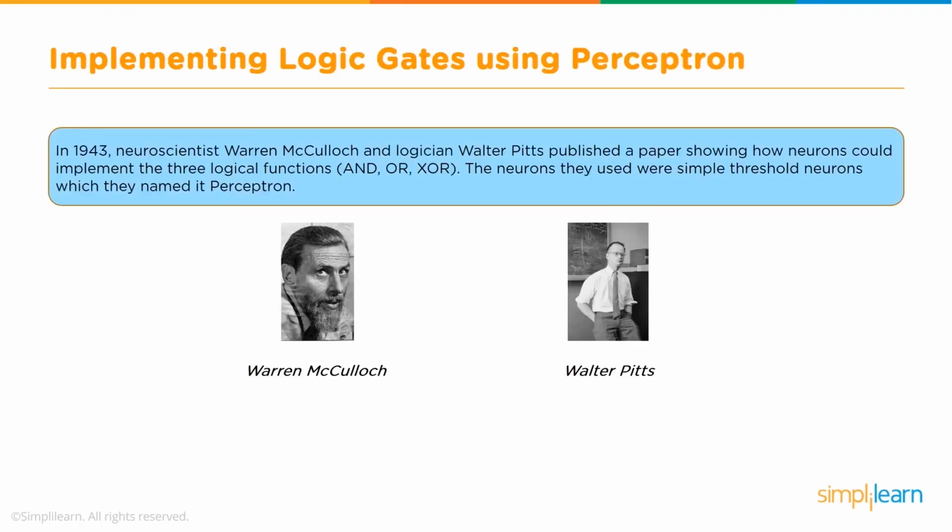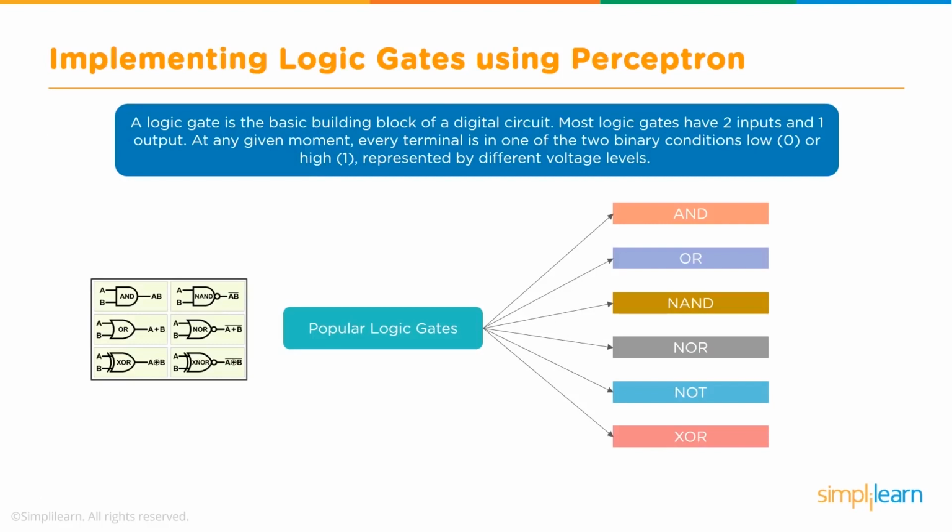In 1943, two scientists, Warren McCulloch and Walter Pitts, came up with an experiment where they were able to implement logical functions like AND, OR, and NOR using neurons, which was a significant breakthrough in a sense. They were able to implement some of the most common logical gates, which could take two inputs like A and B and then give a corresponding result.